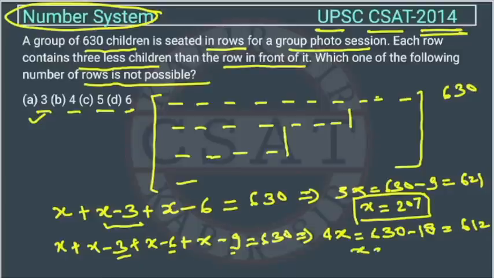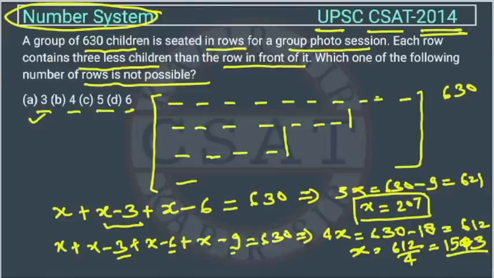So now x will be 612 upon 4, right? Can we divide it by 4? Yes, we can divide. So we get 153. So the number of children in the first row will be 153. So this is also possible.